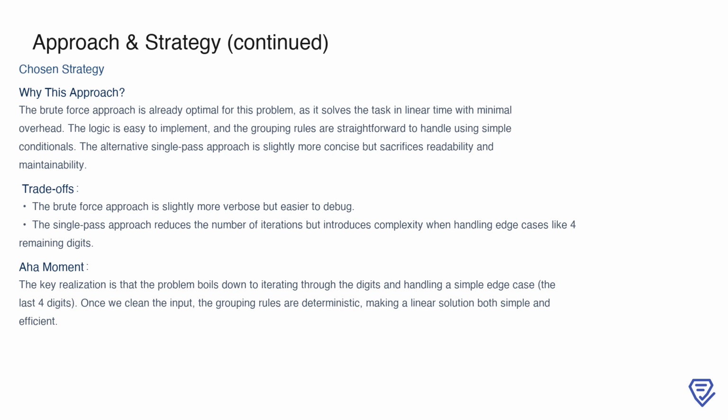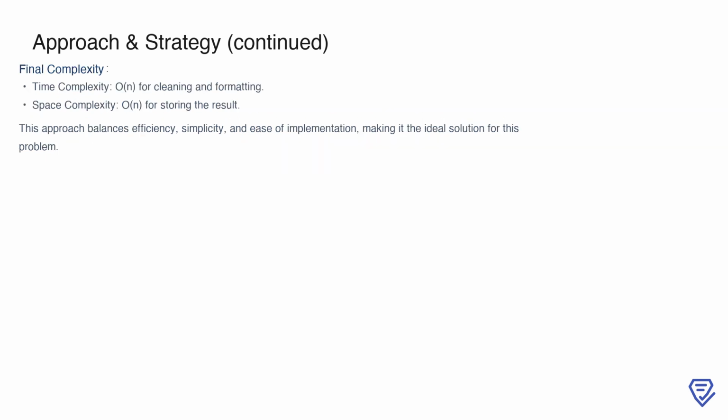The trade-off here is between verbosity and maintainability, with the brute force approach leaning towards being more verbose but easier to work with. The aha moment in this problem is recognizing that the task boils down to iterating through the digits and handling one specific edge case. Once the input is cleaned, the grouping rules are deterministic, making the brute force approach a natural choice for this problem. Finally, this approach achieves an optimal balance between efficiency, simplicity, and ease of implementation.